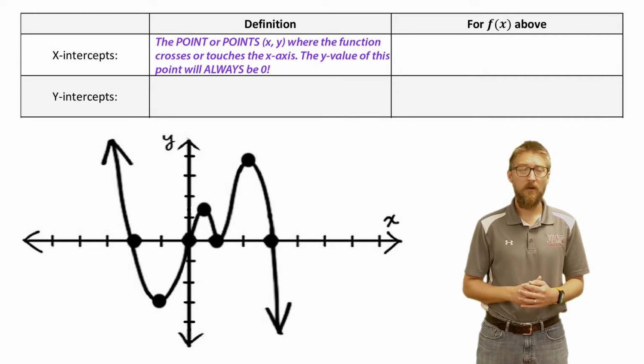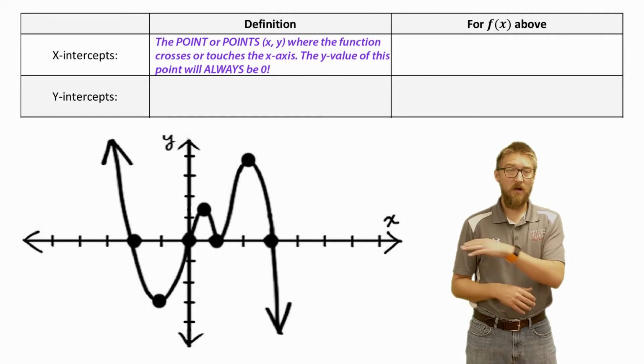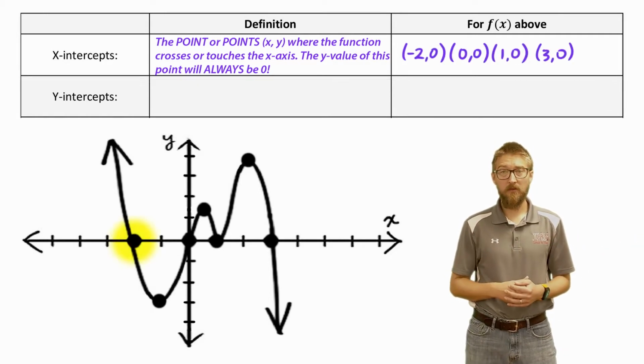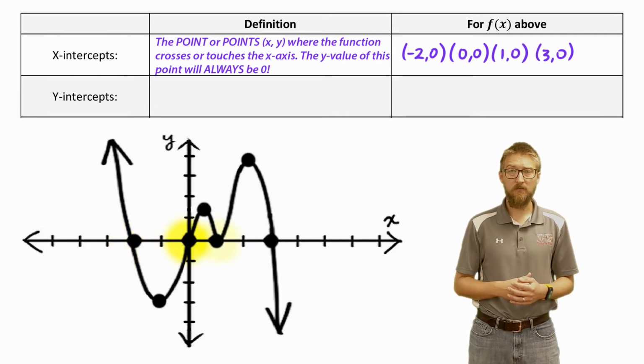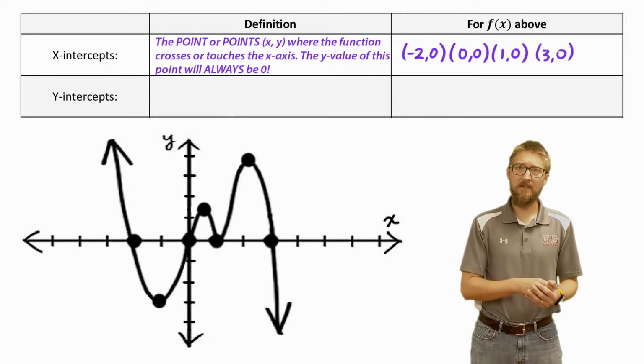Very important. So if we're looking at this first problem, the x-intercepts, where it crosses that horizontal axis, would be at (-2, 0), (0, 0), the origin, (1, 0), and then (3, 0). So in total, there are 4 different places where our graph crosses or is equal to the x-axis. We'll go ahead and tie the next one with it.